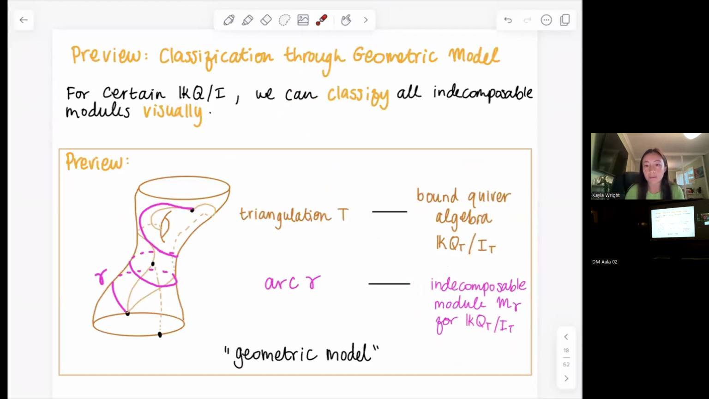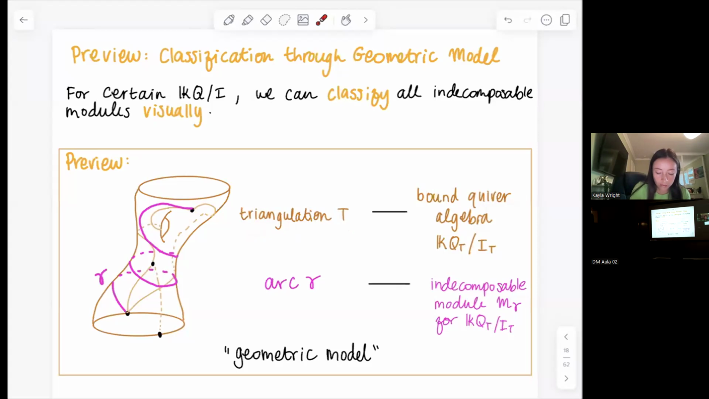So take, for example, a bound quiver algebra, and you want to see it, and you also want to see what the modules look like for that algebra. The idea is that we want to come up with some sort of dictionary between topology and algebra to see these sorts of things. So in this preview that I have here, we can look at this bound quiver algebra by looking at a triangulation of some sort of surface.